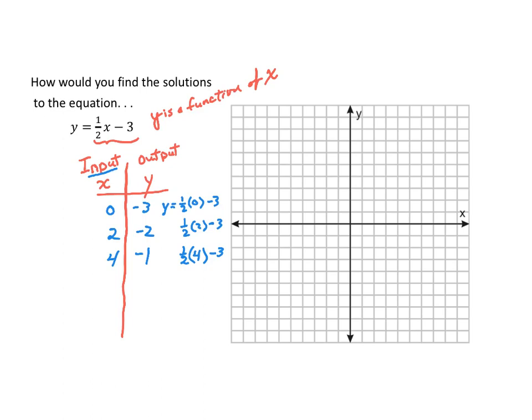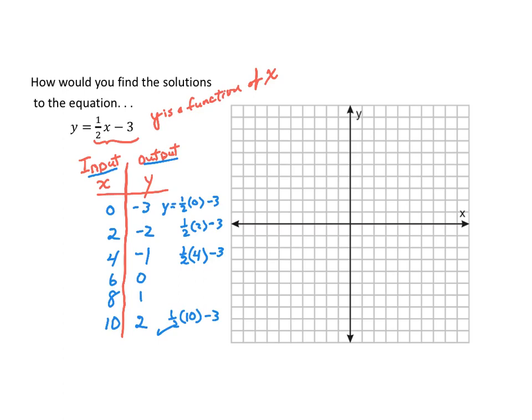If I continue to choose even numbers, 0, 2, 4, 6, 8, 10, then my output values, my y values, should continue the same pattern that I have discovered so far. Negative 3, negative 2, negative 1. It looks like I'm adding 1 every time, so the next one should be 0, and then 1 and 2. And you can test that out at the end. You can take 1/2 times 10 minus 3 and see if you get 2. 1/2 times 10 is 5. 5 minus 3 is 2. Yes, it works out at the end.